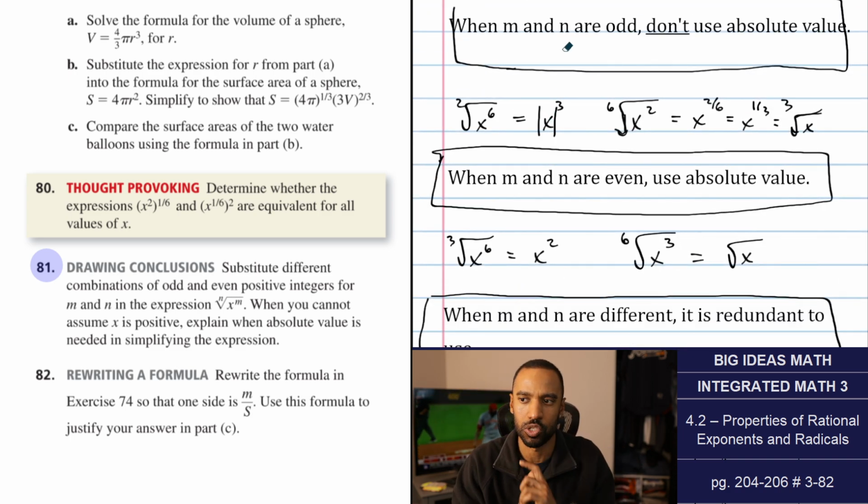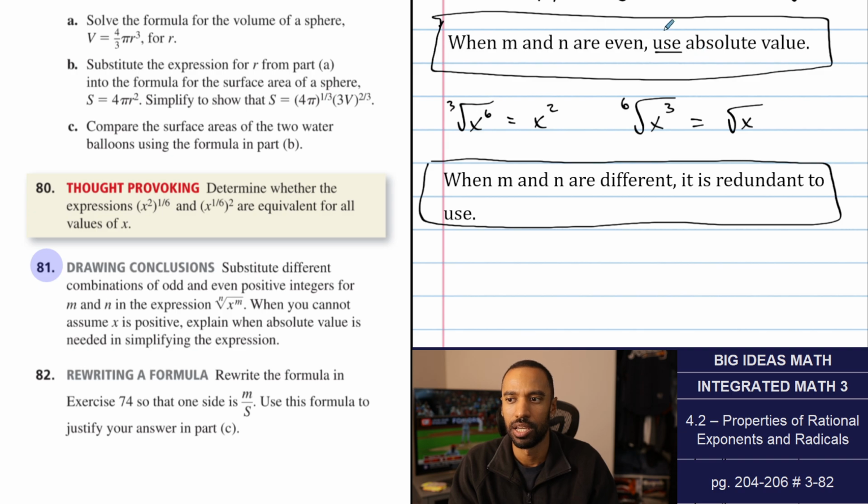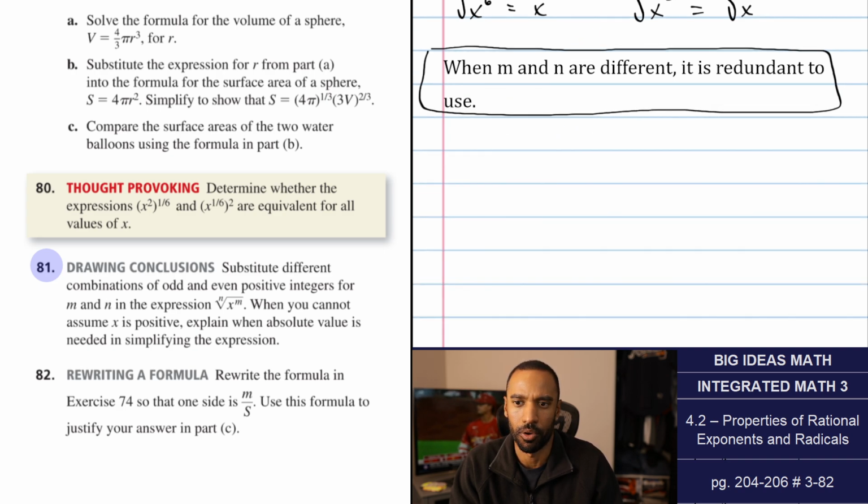So those are the 3 things. When they're odd, you don't. When they're even, you do. And when they are different, you shouldn't, because of the redundancy. It doesn't hurt to use it, but just using it is just the way that works out. I think that's how I want to say it. I don't know if that's perfect, but that's how I'm going about it.